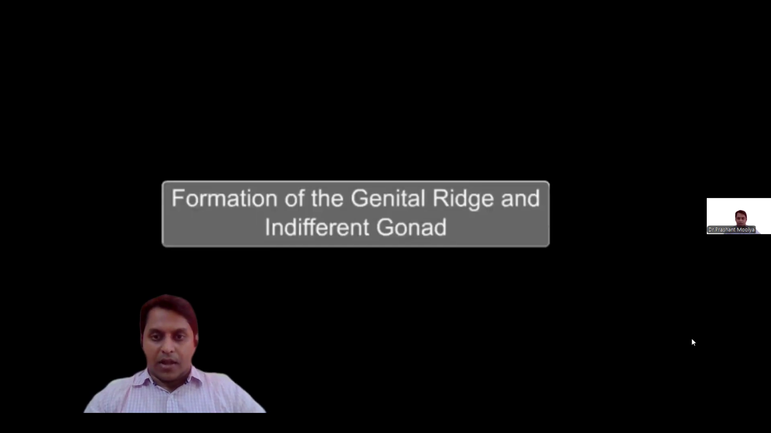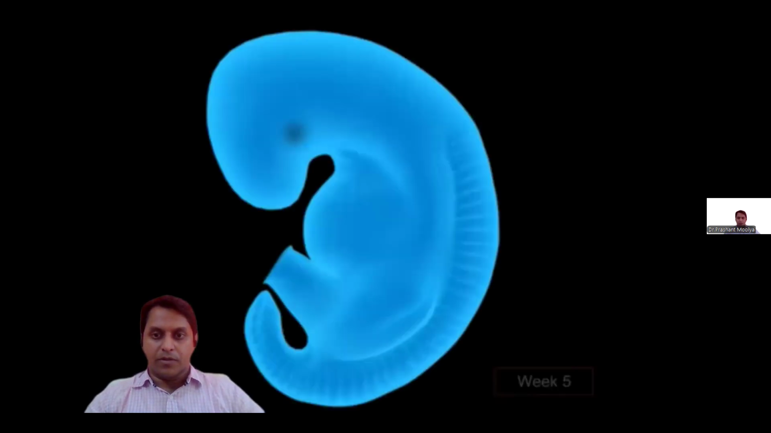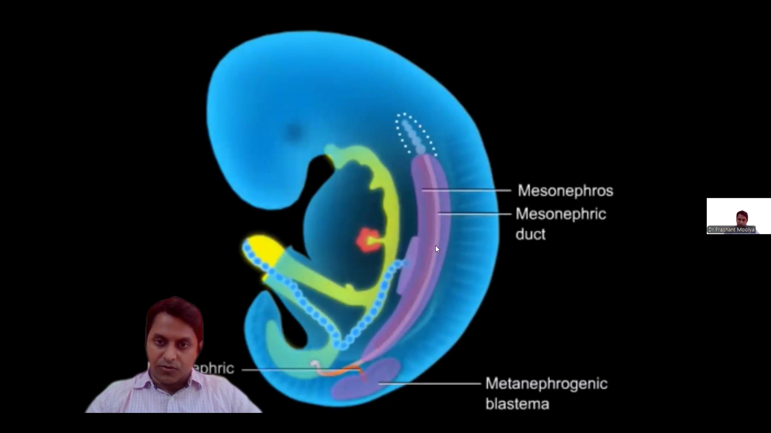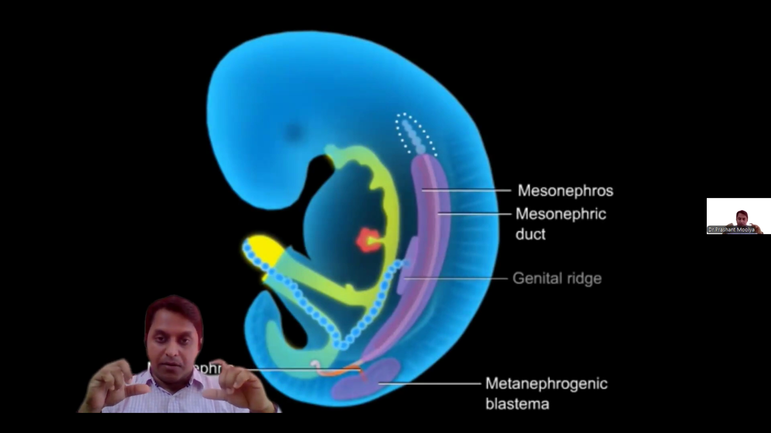So initially, let us have a look at how the gonads are formed from the genital ridge. These are the differentiating cells from the yolk sac, which start migrating from the dorsal mesogastrium to the region where the genital ridge is. So the genital ridge, you can see, is present in the middle two-fourths of this urogenital ridge, where the cells migrate.